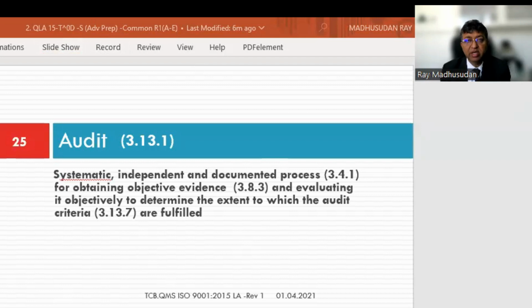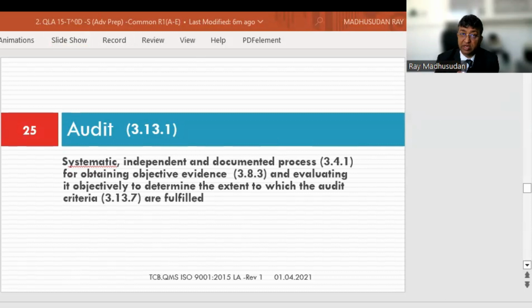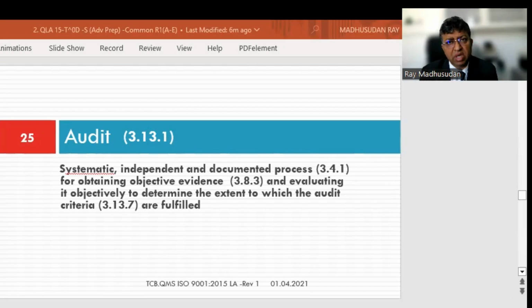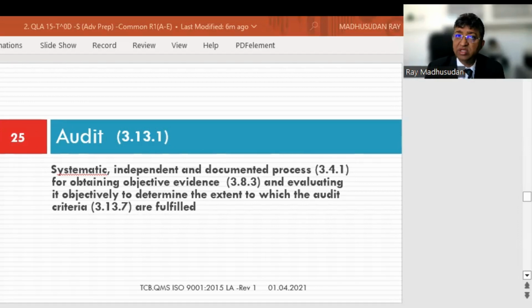So now I will show you how ISO defines a non-conformity. We have explained what is audit. It's a systematic, independent, and documented process for obtaining objective evidence. We try to find objective evidence, evaluating it objectively. Means whatever objective evidence we are obtaining, we are evaluating them objectively without any interpretational prejudices, without any interpretational bias. We should look at the way they are supposed to mean without any bias or negativity or any preconceived notion.